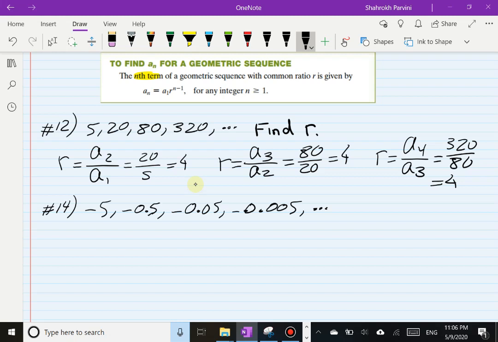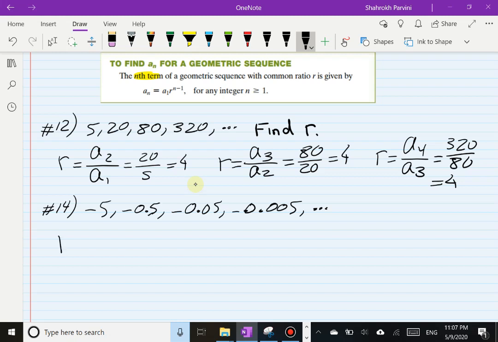To go from -5 to -0.5, we have to multiply. You cannot add or subtract because this is geometric. So there has to be a common ratio. Yes, you multiply by 1/10, don't we? Because 5 times 1/10, that's 0.1, gives you 0.5.